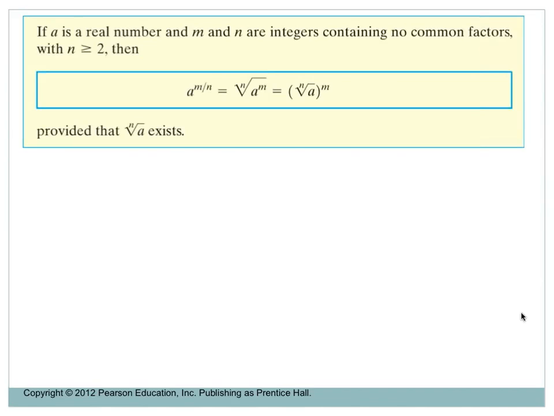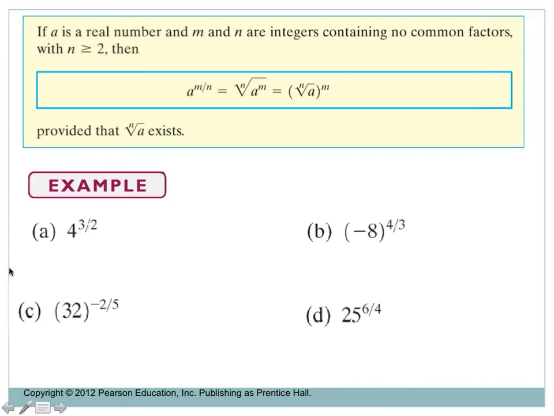All right, now if we have a fraction and an exponent that doesn't have a 1, what you want to keep in mind is that a to the m over n power is the same thing as the nth root of a to the m, which is also the same thing as nth root of a, then raised to the m power. So again, this looks a little confusing, but let's look at a couple of examples.